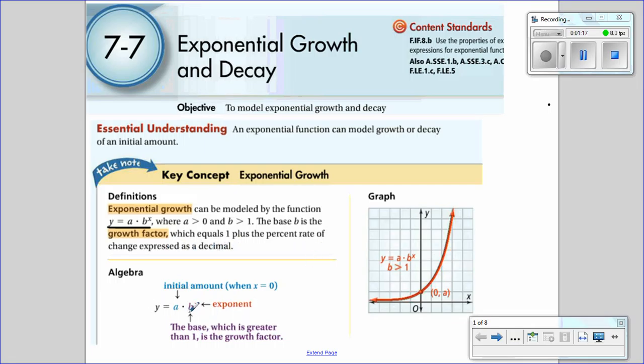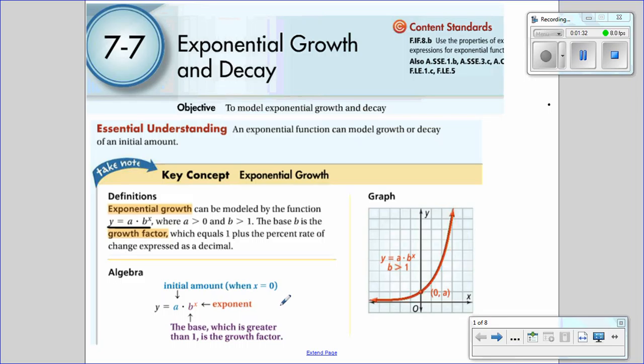This is also very important. So a is your initial amount. b is your base, your growth factor, the base for the exponent. And then x is usually the amount of time, but it's the exponent.